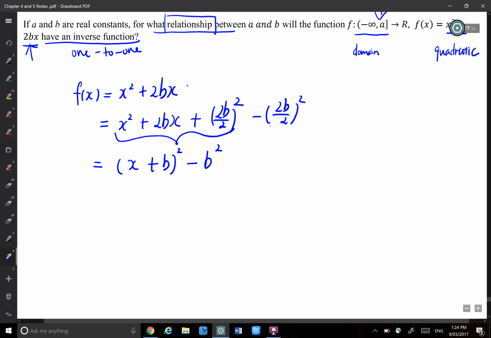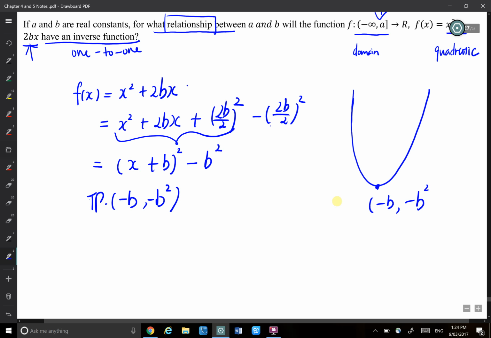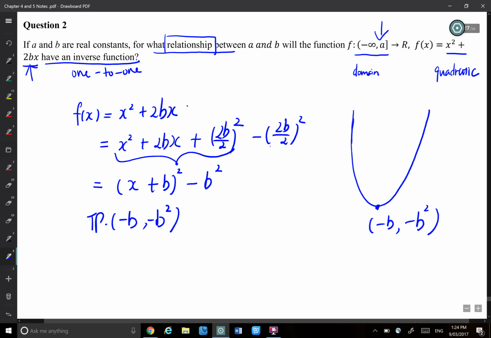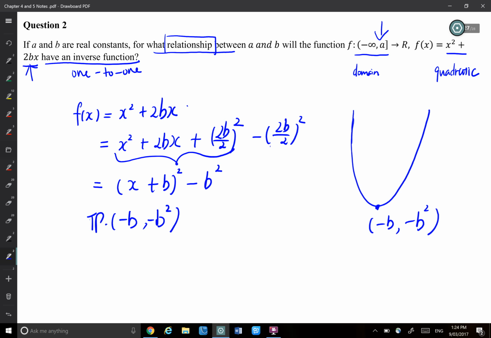So that is my turning point. The turning point will be (-b, -b squared). I don't know how large b is, so I can just draw it not on the axis, but I know negative b squared is the turning point. So we have a graph like that, and my domain is negative infinity to a. So what is the maximum number a can take?